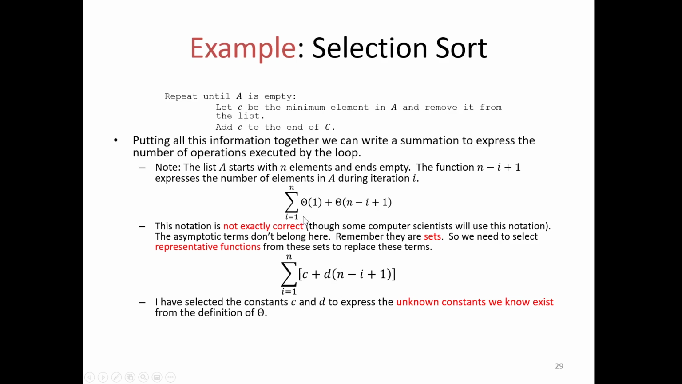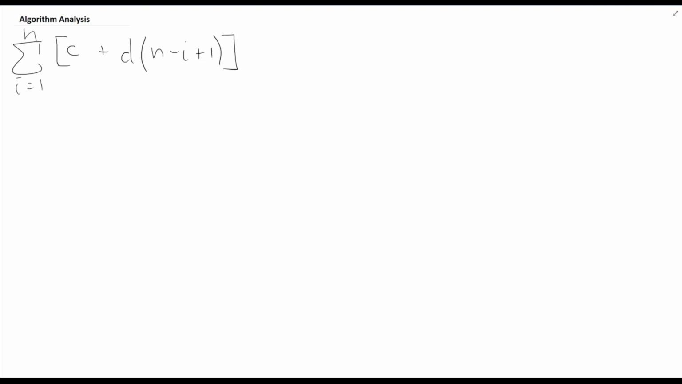To correct our incorrect notation up here where we put sets in the sum, that's not something we're allowed to do. Instead, we will write it like this, where we've selected some constants out front. So here we've now got a sum that represents the cost of our selection sort loop. All right, so we've now got our sum here. Again, this expresses the runtime of our algorithm. And now what we want to do is simplify it. And to simplify it, again, we're going to use the same technique we used in the previous video.